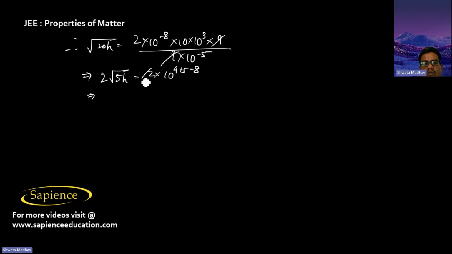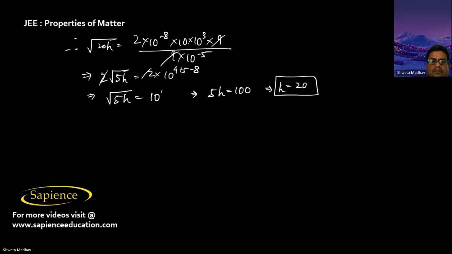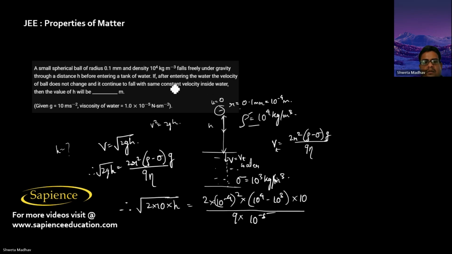So 2 and 2 I can cancel. So root 5h is equal to 10 power 1. So it means 5h is equal to 100. We can square both sides. Then h will be equal to 20. So from 20 meter it will fall down. So if it continues to fall with the same constant velocity inside water, then the value of h will be 20 meters.